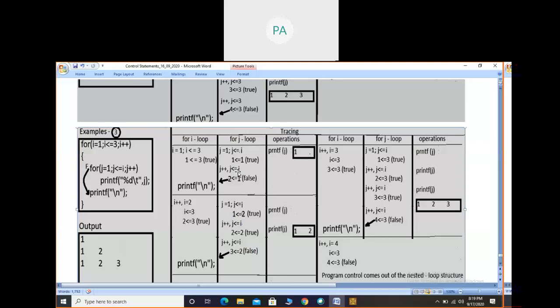j less than or equal to i, you substitute the value of j, that is 2. 2 less than or equal to 1, condition is false. So here in the second round only it is becoming false. That is, when you consider the j loop, in the second round it has become false. So we'll come to the printf statement.